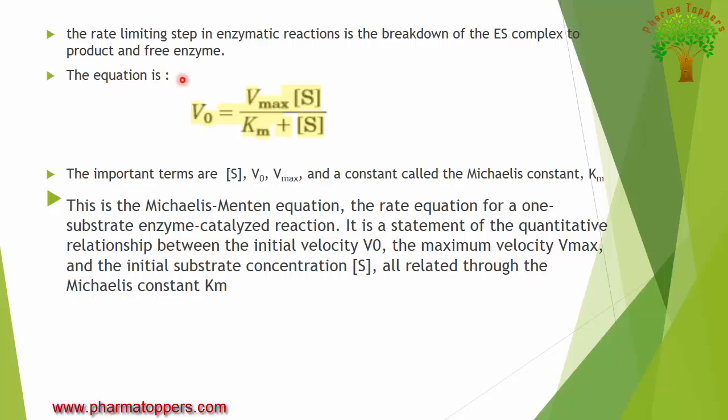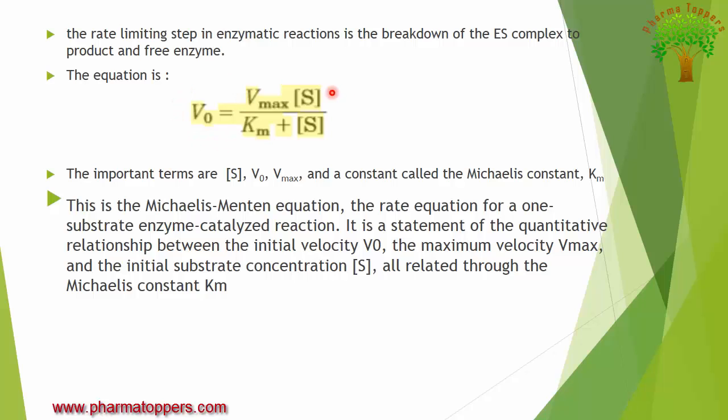That is, it is for a reaction with only one substrate. Even if n number of substrate molecules and n number of enzyme molecules are present in the solution, this is applicable to only one substrate enzyme, because every enzyme will catalyze in a similar way as one enzyme of the same type. It is a statement of the quantitative relationship between the initial velocity and substrate concentration. So it helps you to quantify.